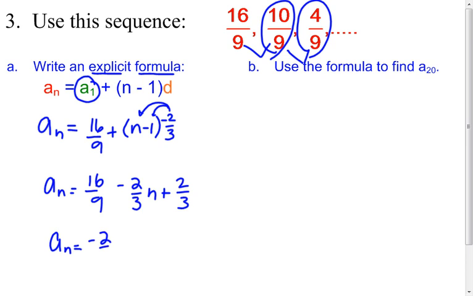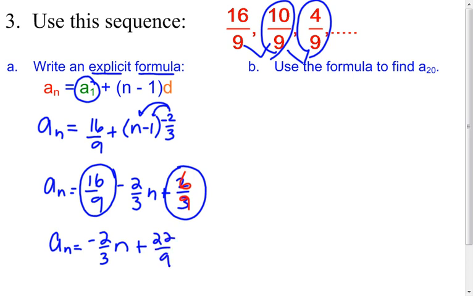So I have negative 2/3 n, and then I need to add 16/9 and 2/3. I will make that 2/3 be 6/9 so that I have common denominators. And then 16/9 plus 6/9 would make 22/9. And this is the formula now that will generate any term in that sequence.